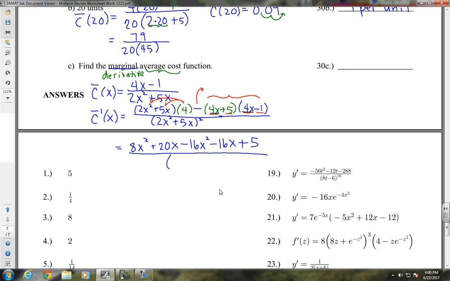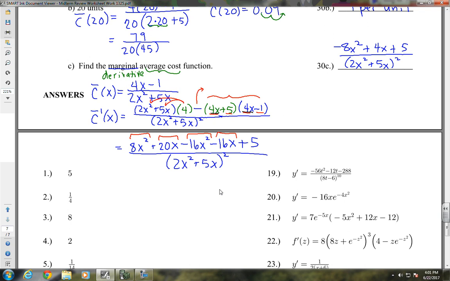So that last part, we have negative 16x squared minus 16x plus 5. We still have our denominator hanging out here. I'm not going to forget about it, so I'm going to go ahead and write it on that step. The last thing we need to do is combine like terms in the top, starting with our highest powered term. So 8x squared minus 16x squared gives me negative 8x squared. For our linear terms, 20x minus 16, we end up with plus 4x. And finally, we have our plus 5 constant in the top. And don't forget about the square of our denominator. That gives us our marginal average cost function.